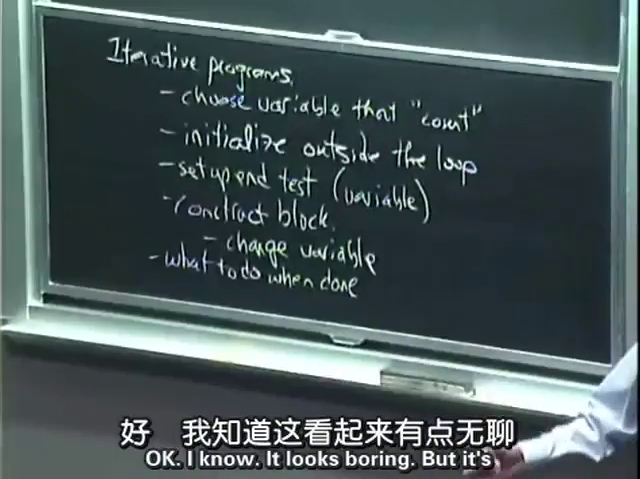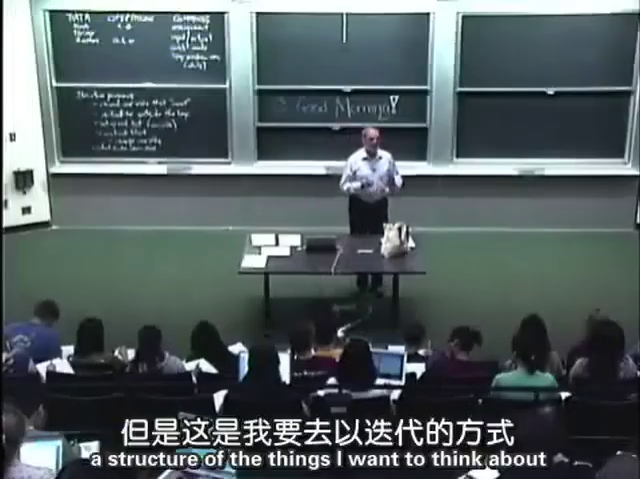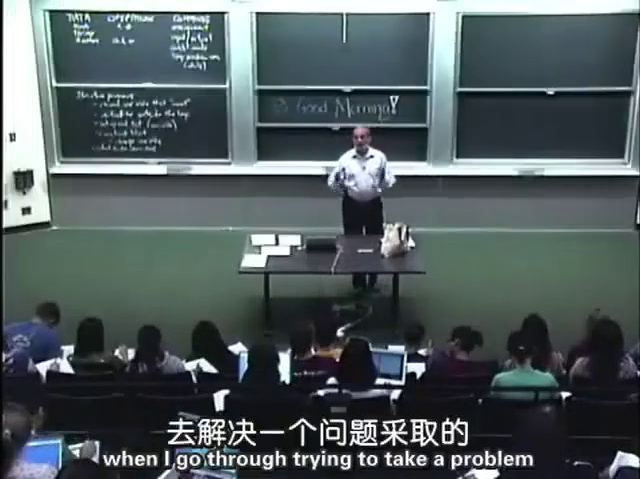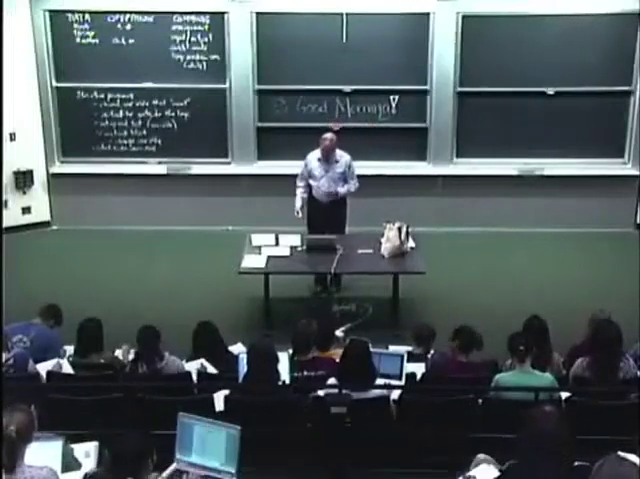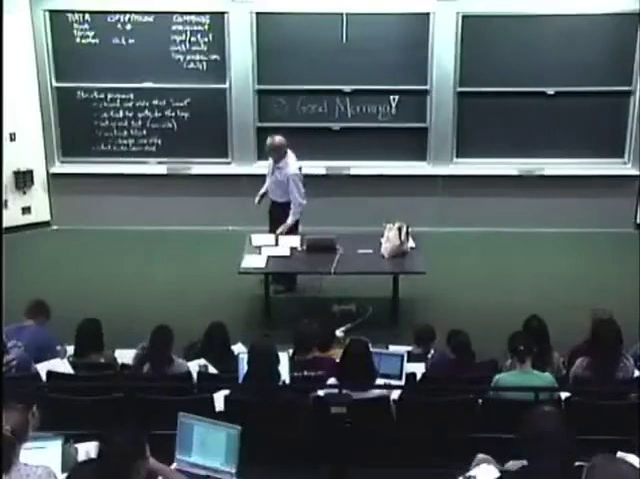Okay, I know, it looks boring, but it's a structure of the things I want to think about when I go through trying to take a problem and mapping it into an iterative program. Those are the things I want to see if I go along. All right, so let me give you an example.